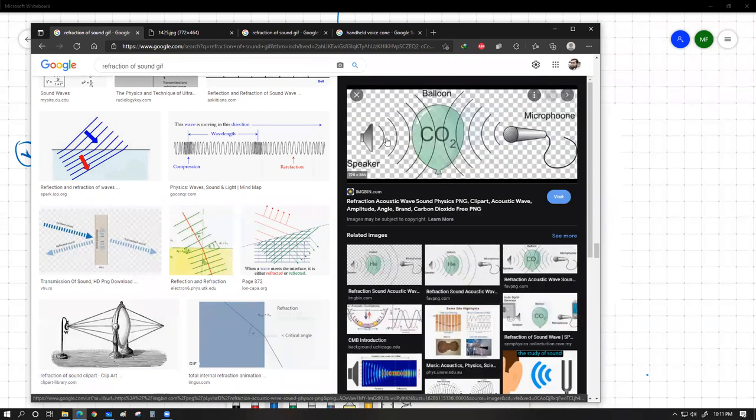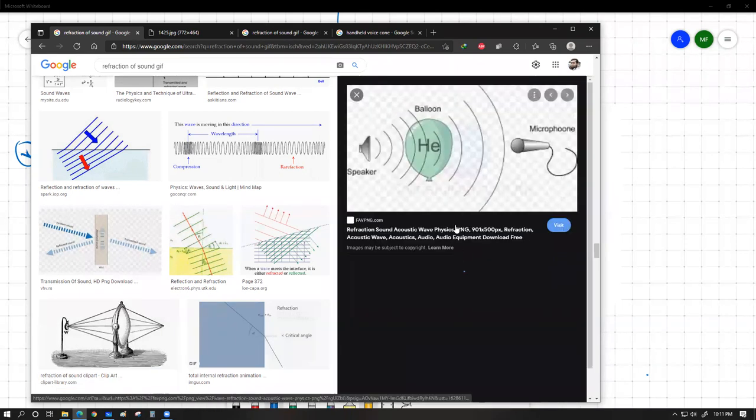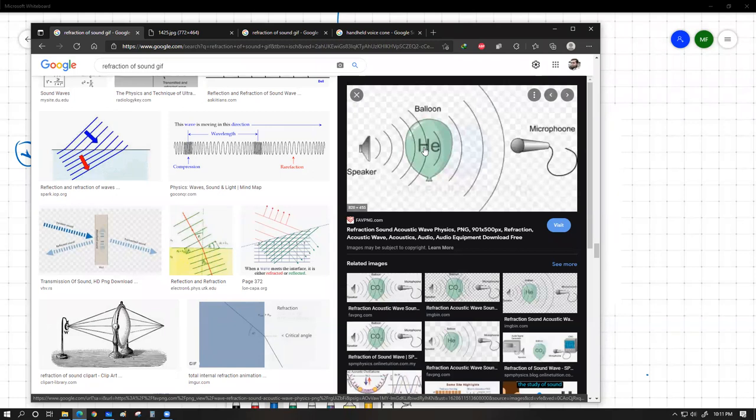So for carbon dioxide, we can have the converging effect. If we use helium, it does the exact opposite thing. It actually spreads out the wave even more. So that actually makes the sound travel less.